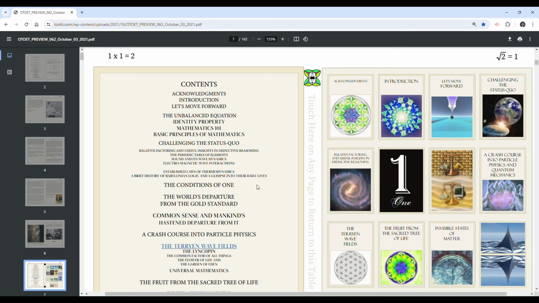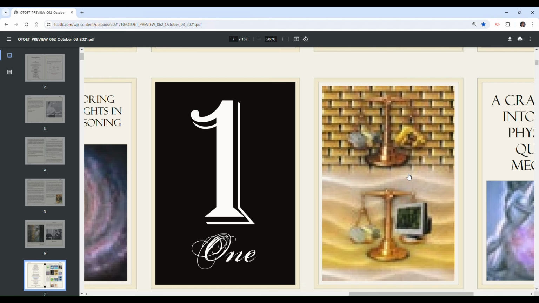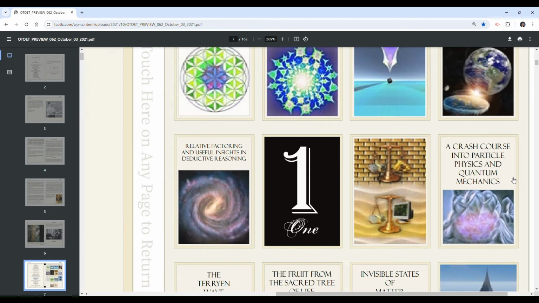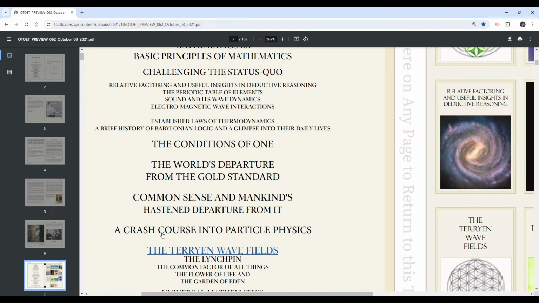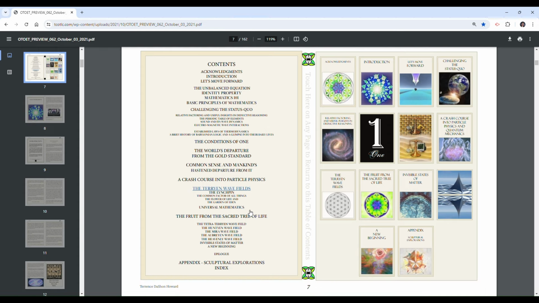The Babylonian stuff doesn't either. He's got the gold standard, which doesn't even have a label, but I think that picture is money being weighed against gold and then money being weighed against a computer, which is weird. He has a crash course in particle physics and quantum mechanics, but over here it's just called a crash course in particle physics, which again seems weird to me because it seems like it would be easier just to edit the text versus editing the picture that the text is displayed onto. So I'm not sure why he did that.